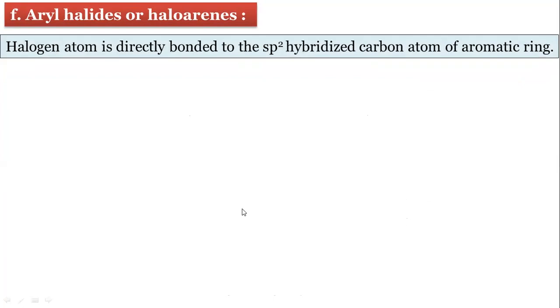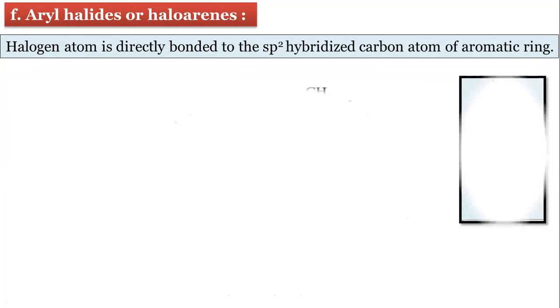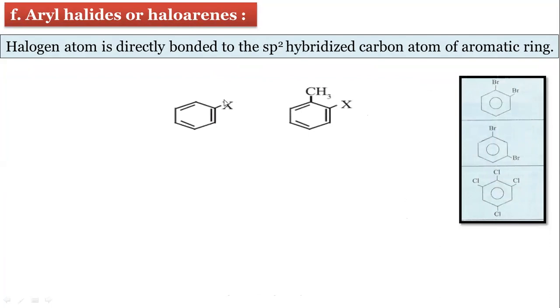The last one remaining is aryl halides, also called haloarenes, in which the halogen atom is directly bonded to the benzene ring, or the sp2 hybridized carbon atom of the benzene ring. Directly, we can see here, X is directly bonded to the benzene ring. Such compounds are called haloarenes or aryl halides.